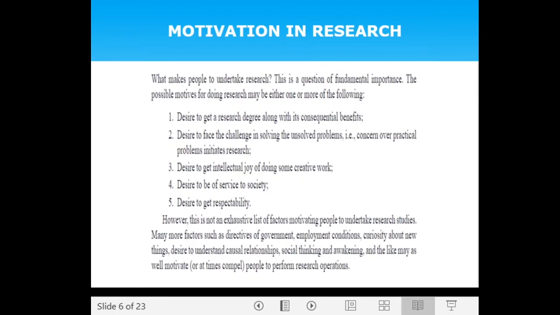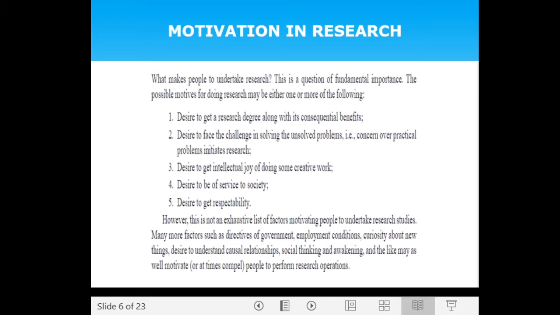So next is motivation in research. Why do you want to do research actually? If you are going for a job after MLISc, you will go because you will get a salary. But while doing research, you will most probably not get a salary unless you have some fellowship. So what is the motivation for doing research? Desire to get a research degree along with its consequential benefits. That is a true factor.